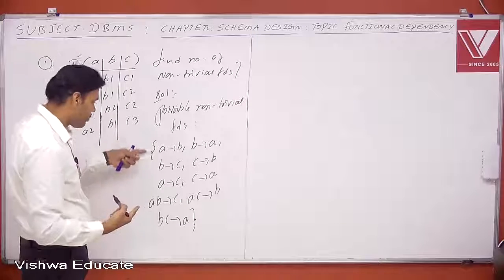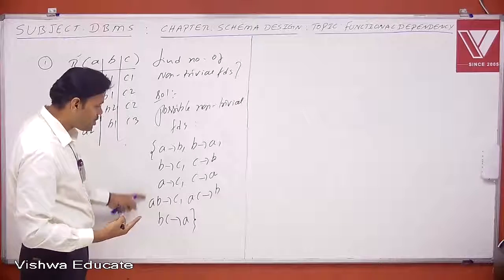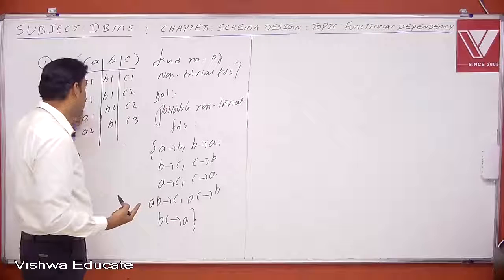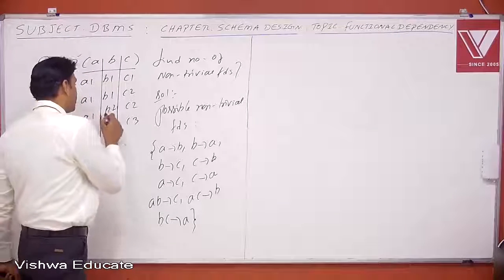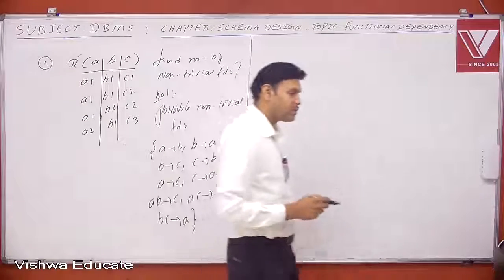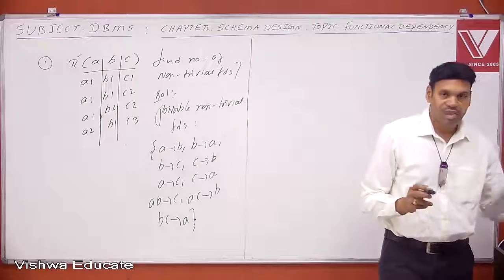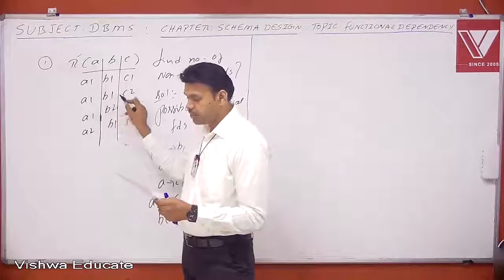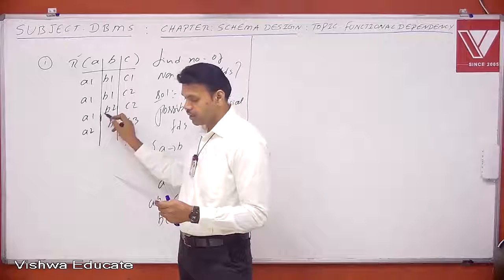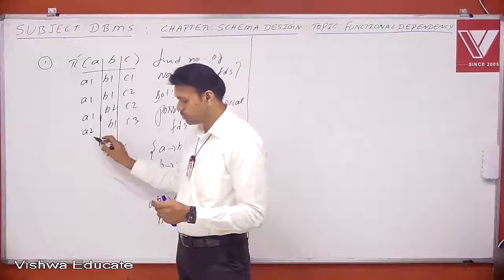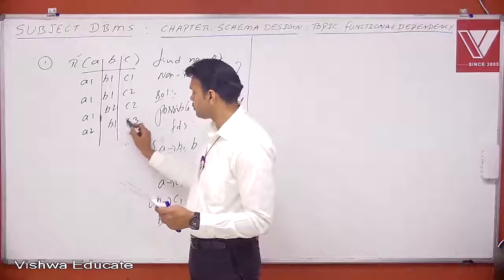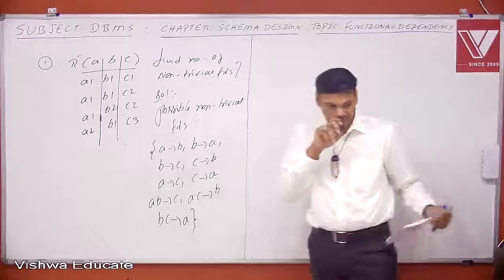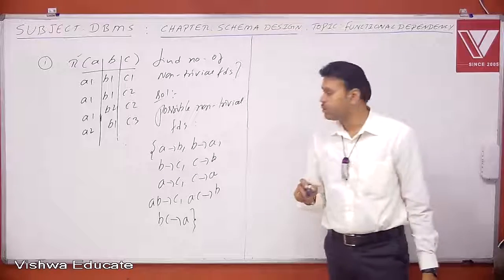Now you check whether these non-trivial functional dependencies are satisfied by the given data or not. So what is the given data? Once again, the first tuple is A1, B1, C1. Second tuple A1, B1, C2. Third tuple A1, B2, C2. Fourth tuple A2, B1, C3. Now tell me, is A to B satisfied or not?